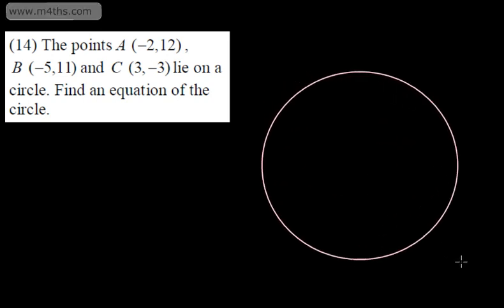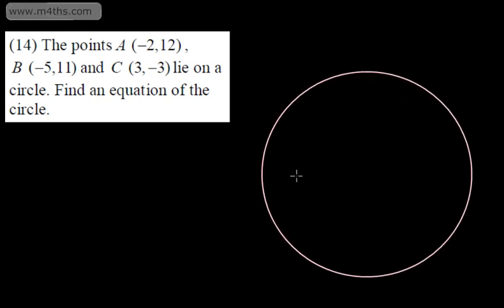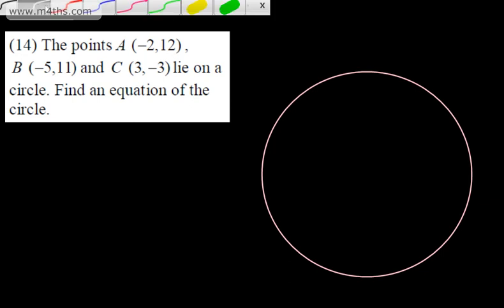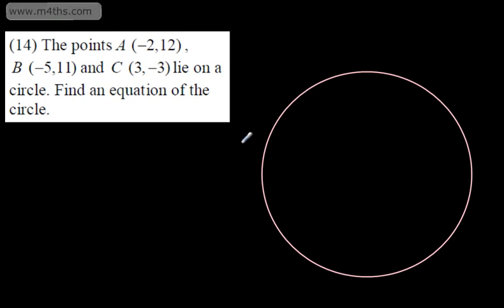In question 14, we're told the points A(-2, 12), B(-5, 11), and C(3, -3) lie on a circle. We're asked to find an equation of the circle. These are the most laborious ones. What we need to do is set up two chords and find the perpendicular bisectors of them, which will get us to the centre of the circle. Once we've got the centre of the circle, we can go ahead and find the radius.